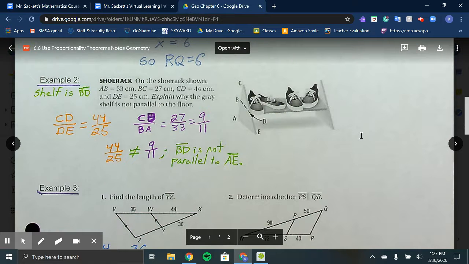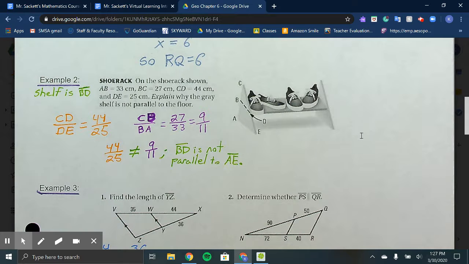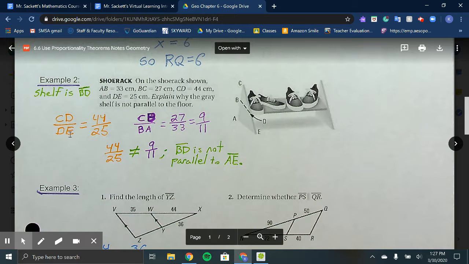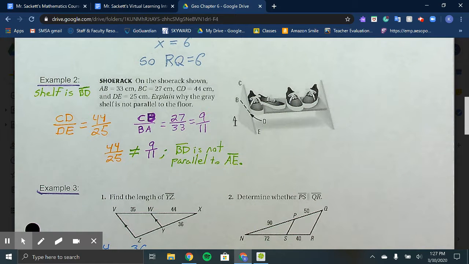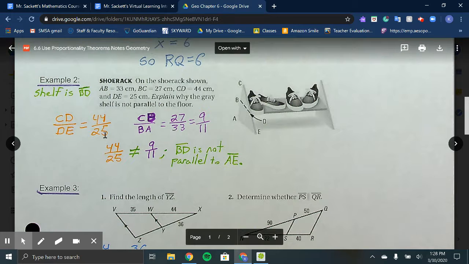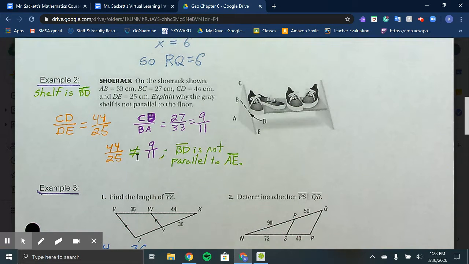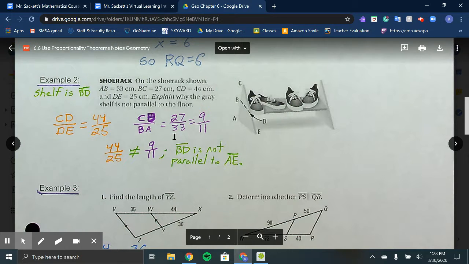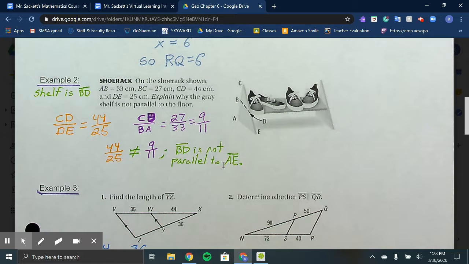So what we want to check are the proportions, looking at the sides. We have CD along this side and DE, so CD over DE. And then on the back side here we have CB over BA, which you can see set up here in purple. 44 over 25 is not the same as 9 over 11. They do not simplify the same, as you can see. So BD is not parallel to AE, explaining why the shelf is not parallel to the floor.